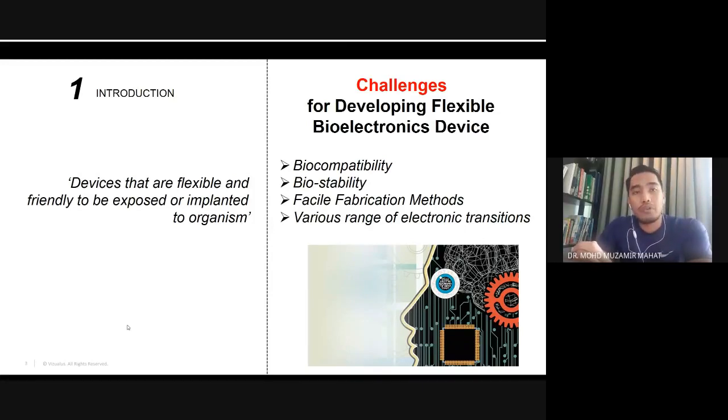Number 4, various ranges of electronic transition. We know that electronic devices are functional at different properties, for instance, different conductivity, different frequency or wavelength. So what is the best way to produce the materials? To encounter this, we first need to identify what are the properties that we want to achieve at the end of the fabrication.